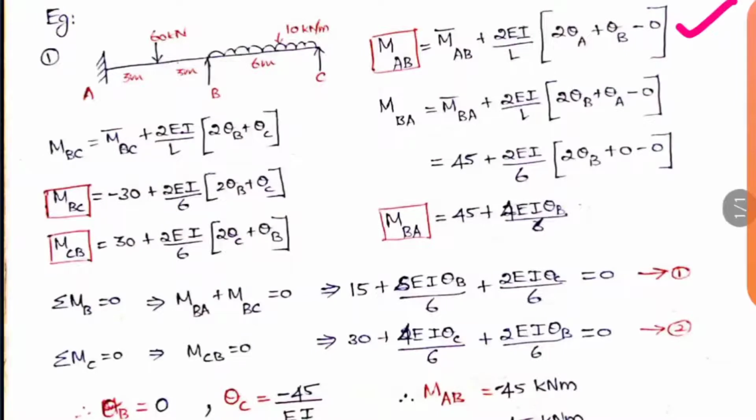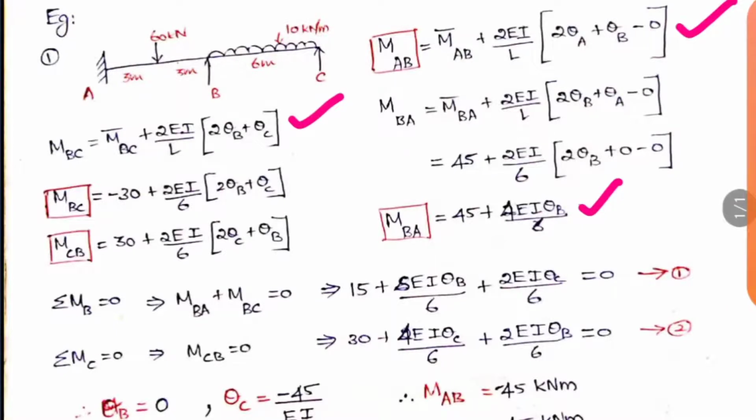So the second step is MBA. MBA is equal to M bar BA plus 2 EI by L into 2 theta B plus theta A. Here we know that M bar BA is 45, it is plus 45, and theta B value we don't know, and theta A is 0, which we have applied here. So we got the formula as 45 plus 4 EI theta B by 6. In this formula also we don't know the value for theta B, so let us keep it like that itself.